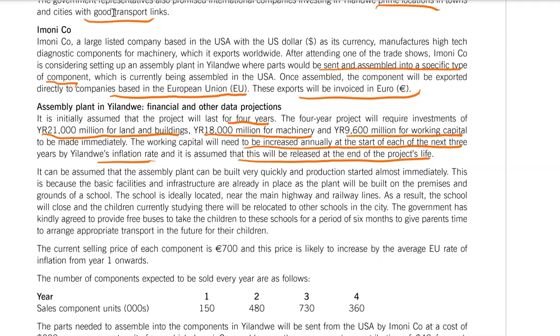It can be assumed that the assembly plant can be built very quickly and production started almost immediately. This is because the basic facilities and infrastructure are already in place, as the plant will be built on the premises and on the ground of a school. The school is ideally located near the main highway and the railway lines. As a result, the school will close and the children currently studying there will be relocated to other schools in the city. The government has kindly agreed to provide free buses to take the children to these schools for a period of 6 months only.